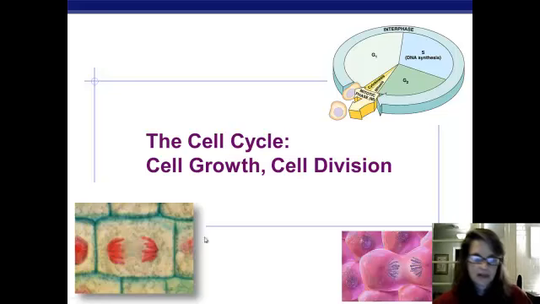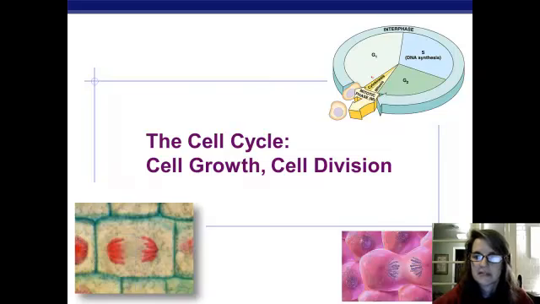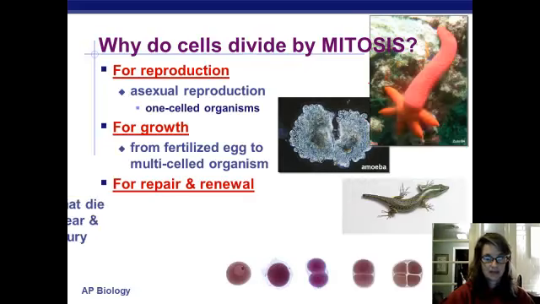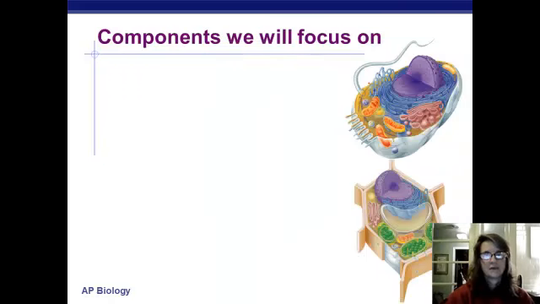What we're going to talk about is this tiny little sliver of the cell cycle called mitosis, and we will also talk a little bit about cytokinesis, but that's not going to make up the bulk of this. So we've already talked about why cells divide by mitosis. We want clones, if you'll recall.